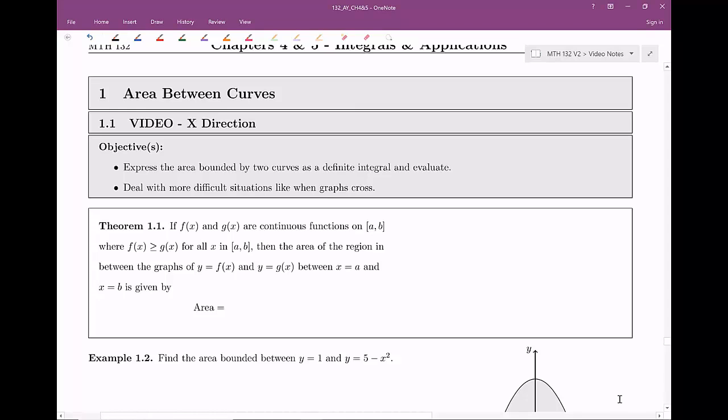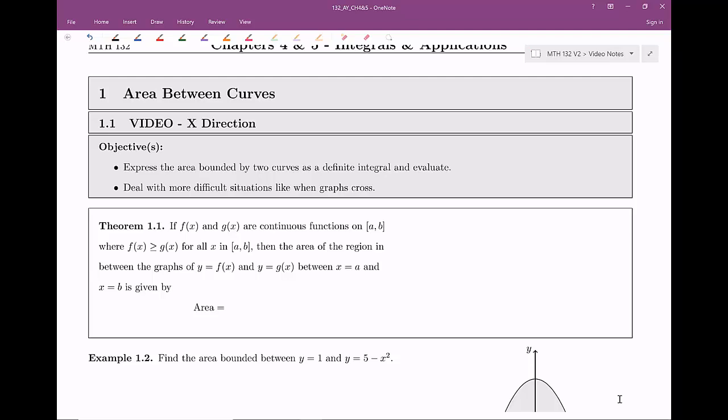This is section 1. Here we're talking about area between curves. And in this video we're only going to deal with the x direction. We're going to be integrating with respect to x. This is the classic stuff that we've been dealing with. In our next video we're going to upgrade this and talk about a more difficult situation, integrating maybe in the y direction even.